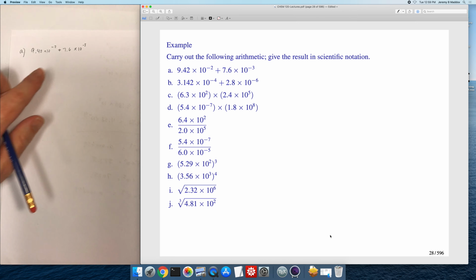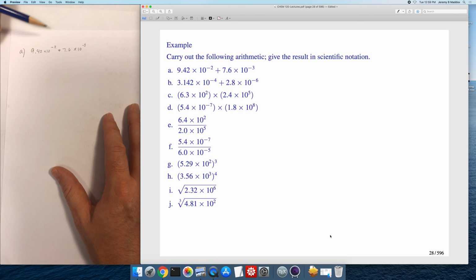So in order to carry out this operation by hand, you need to get the 2 powers of 10 on an equal footing.